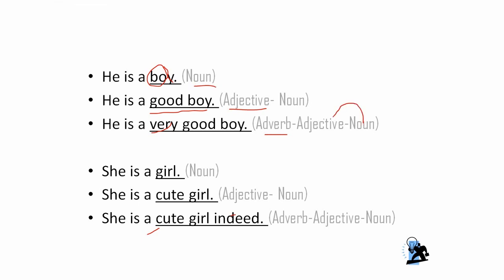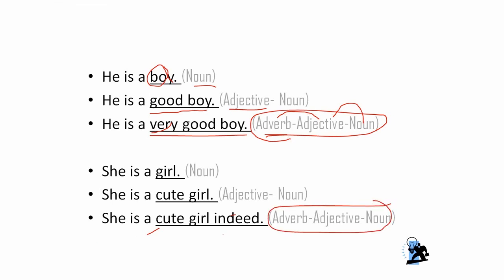So noun ki adjective add ayindi, adjective ki adverb add ayindi. Got it? That gives this big noun segment, very good boy. So idi kuda oka segment laga manam treat chesukochu, like adverb, adjective and noun. That's one segment. Again, here we have the same segment. She is a cute girl indeed. Girl, noun, adjective, and adverb. All together, we treat them as one noun segment.